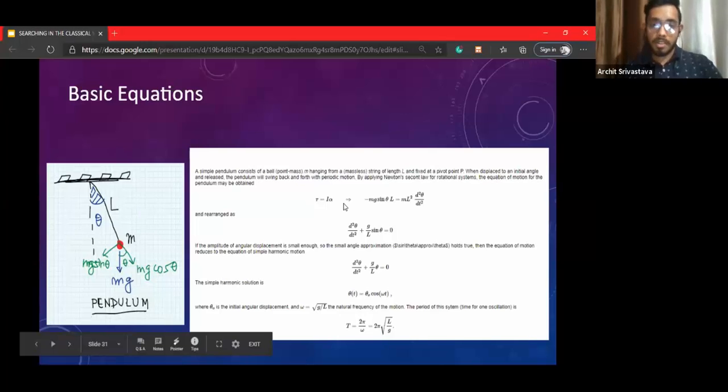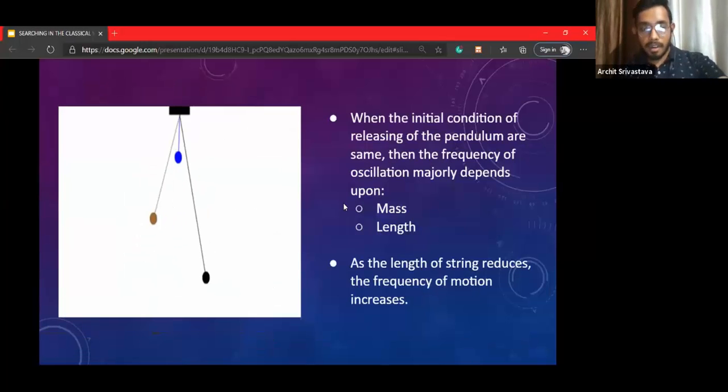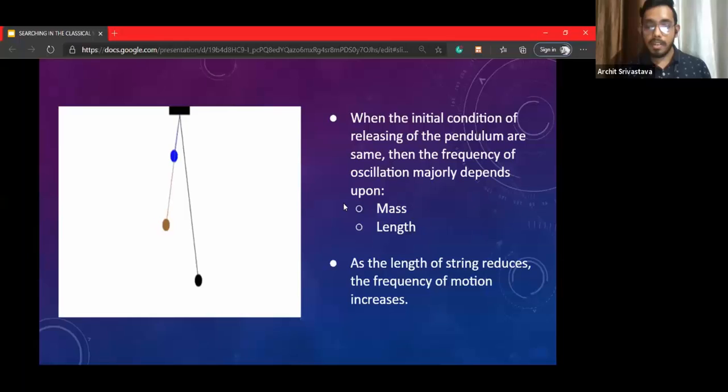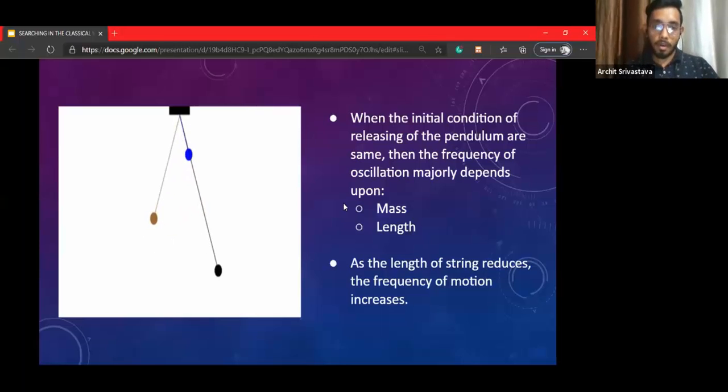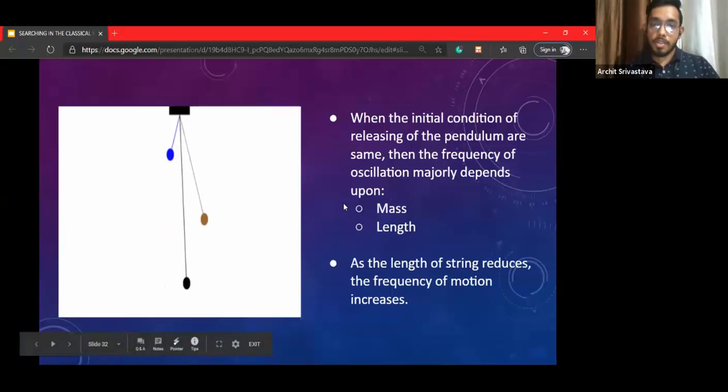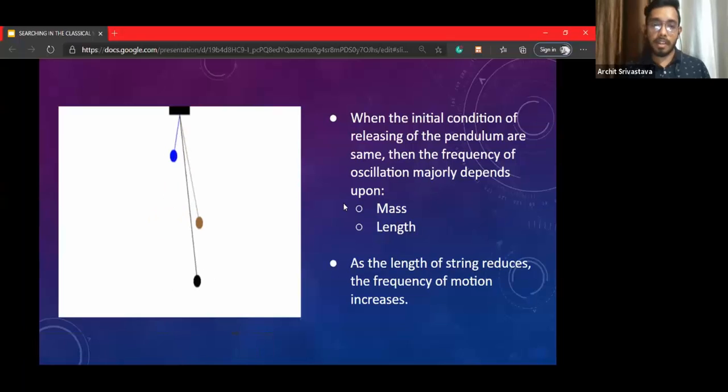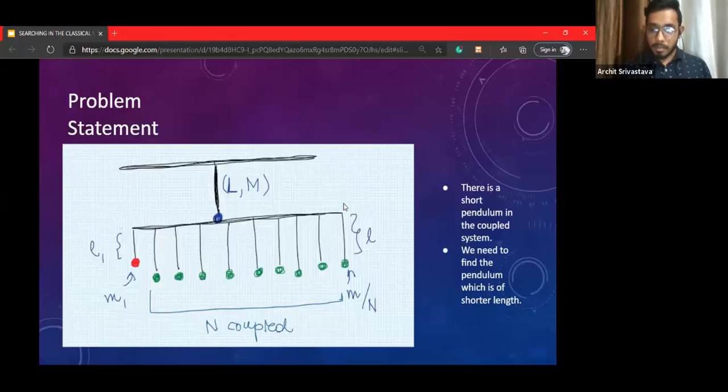So coming to the next slide. Now I'll try to build a few basics of the things that are going to come up in the next few minutes. If I try to explain it in a really quick manner, we are seeing that the shorter length pendulum has a higher frequency, and the longer length pendulum has a lower frequency of oscillation. Given the initial conditions and the length, this is an observation that we can make from this information. So now we come to the actual problem statement.